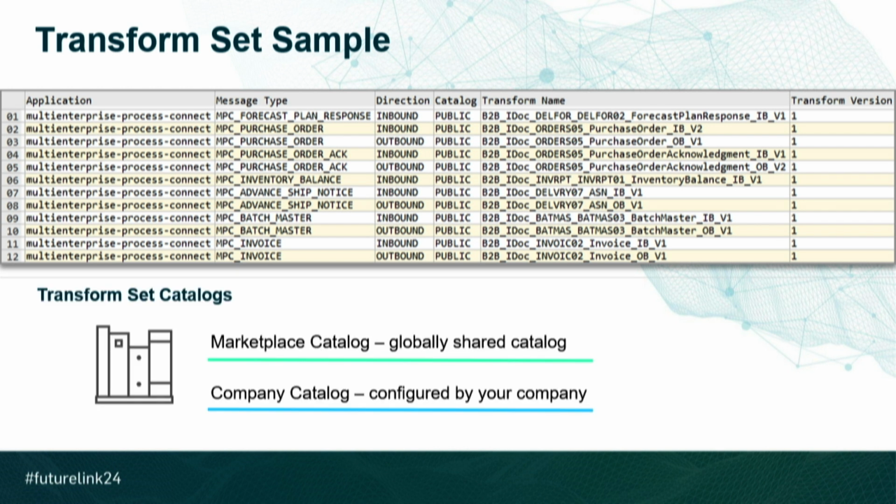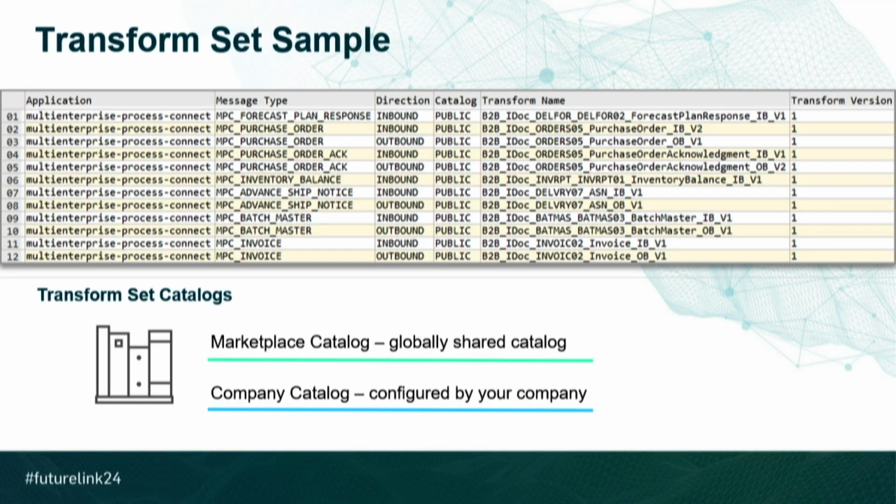Just note the direction and the catalogue. Bob spoke this morning about catalogues, and he did talk about the marketplace catalogue. Those are globally shared catalogues with pre-built transforms, transforms that have been created by professional services, partners, and customers, and they're available to the public. And then there's the company catalog, that he did talk about as well, that is configured by your company. So they're private to your instance. They're not shared publicly.